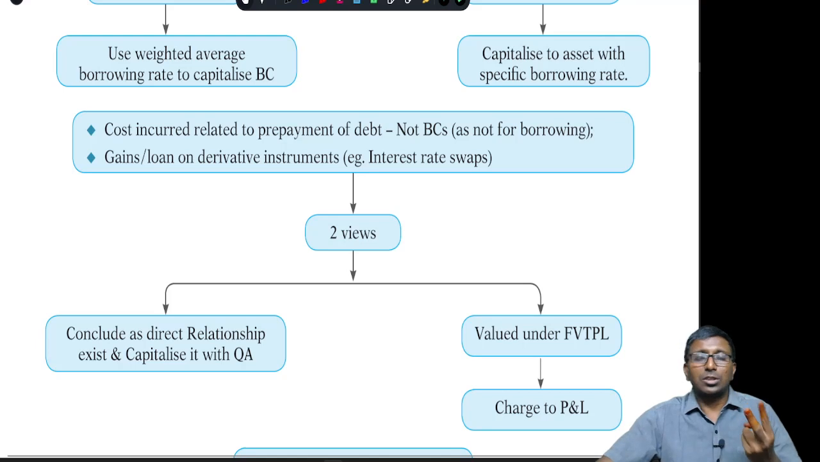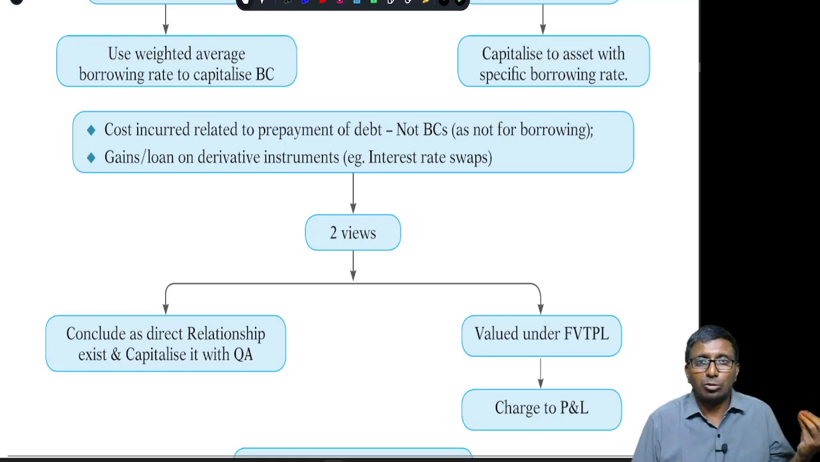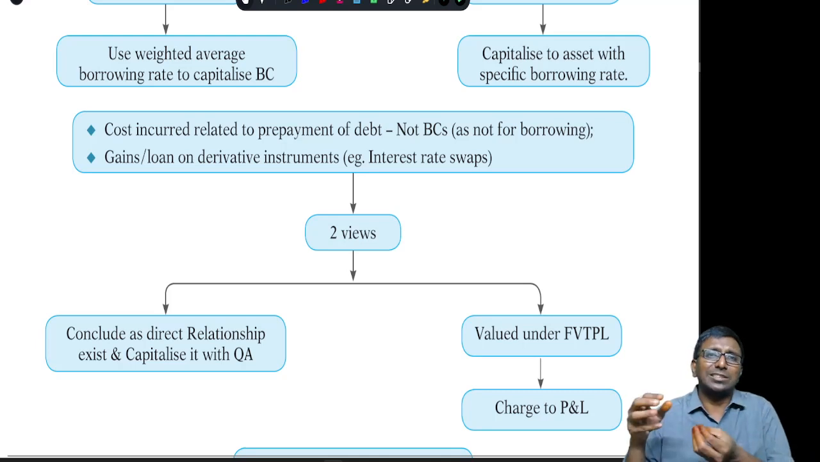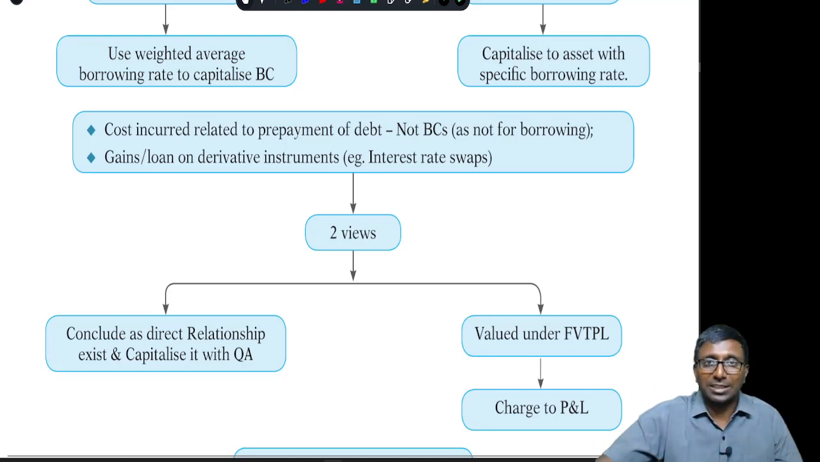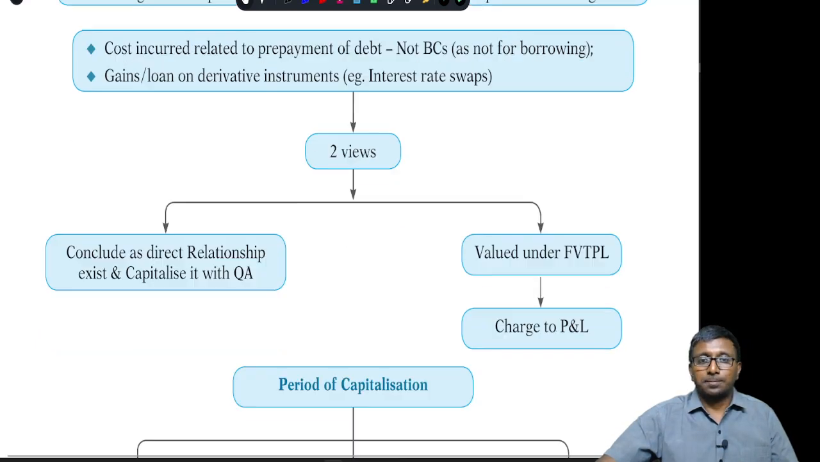There are two views. If the company treats it as, see, I have taken an interest rate swap which is not directly attributable to this loan or some other qualifying asset, then they will account for that swap as obviously FVTPL, and the swap gain or loss obviously will be transferred to profit and loss. Or if the management establishes a relationship between this borrowing for the qualifying asset and this derivative, then yes, that loss also will be capitalized like a borrowing cost.